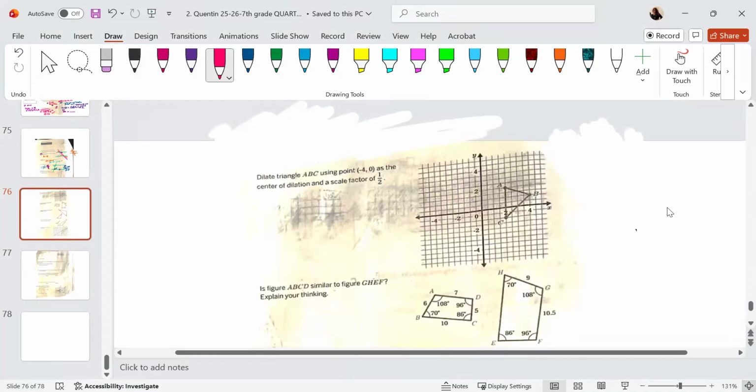Okay, dilate. Dilate means to enlarge or make it smaller, to shrink or increase. Using the point -4, 0 as a center of dilation. So -4, 0 is right there, right? And the scale of 1/2. So you're basically making it smaller, like twice as small. Do you know how to do that?